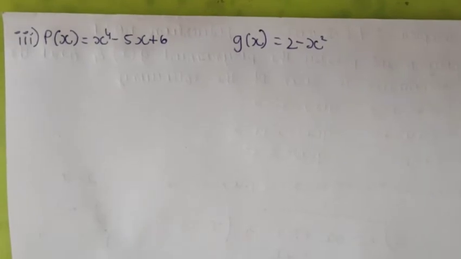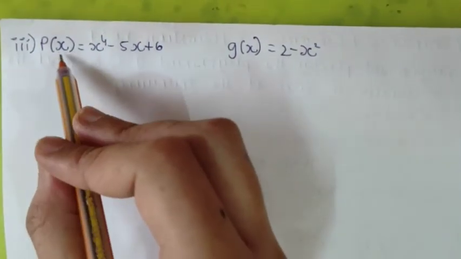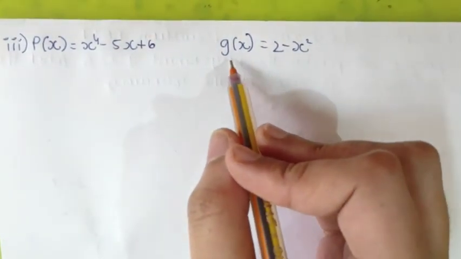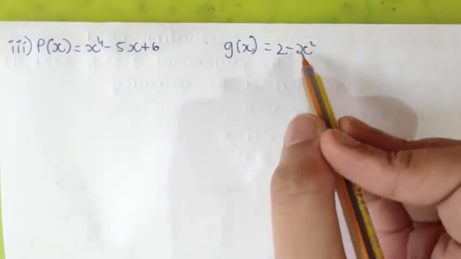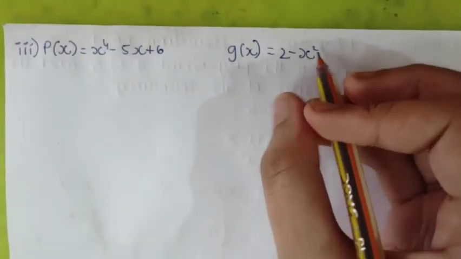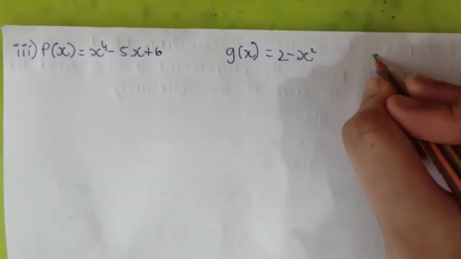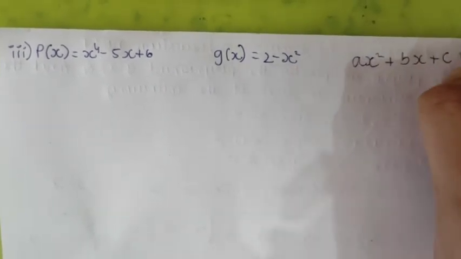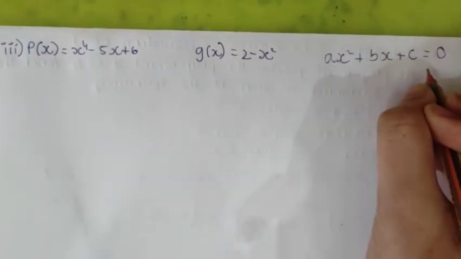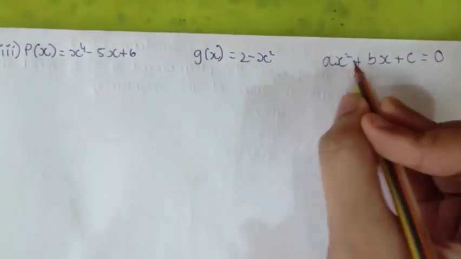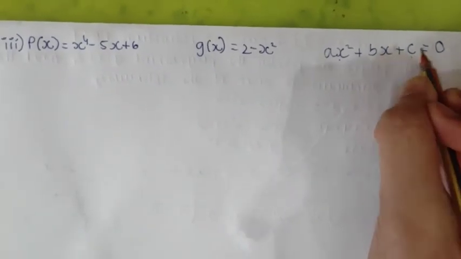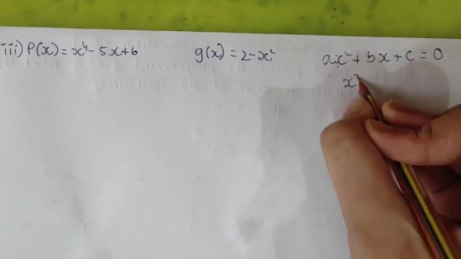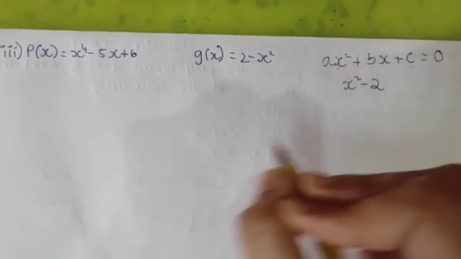So here we have the third sub question, that is p(x) is x^4 - 5x + 6, and here g(x) is 2 - x^2. So here you can see that ax square plus bx plus c, this is our quadratic equation. So here you can see that x square is in front and the constant term comes next, but here it's reversed, so that becomes x square minus 2. So this is our g(x).